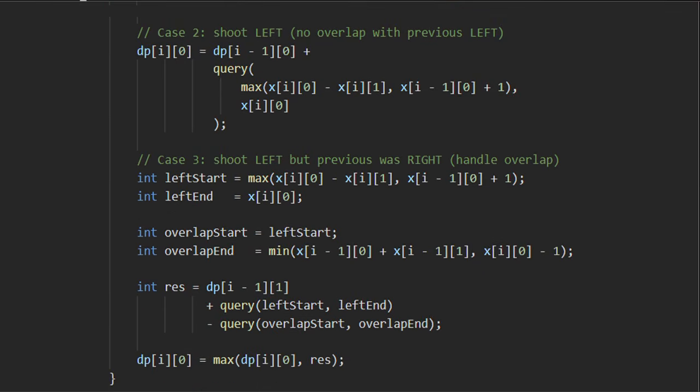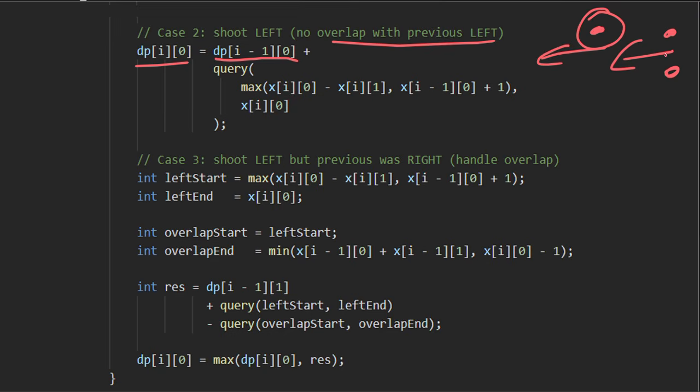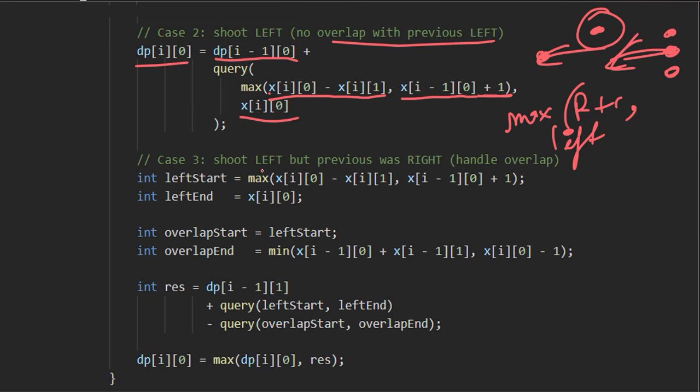So let's see case 2. Case 2 is shooting left with no overlap, which means both shoot in the left direction: our current robot shoots left and the previous one also shoots left. So dp of i j, with previous shooting in the left direction, is this answer, plus the maximum of the position of the previous robot, x of i minus 1 0, plus 1, or the position of this robot minus distance. We take the maximum of this. This gives us the left value, and the right value will be the position of the robot.